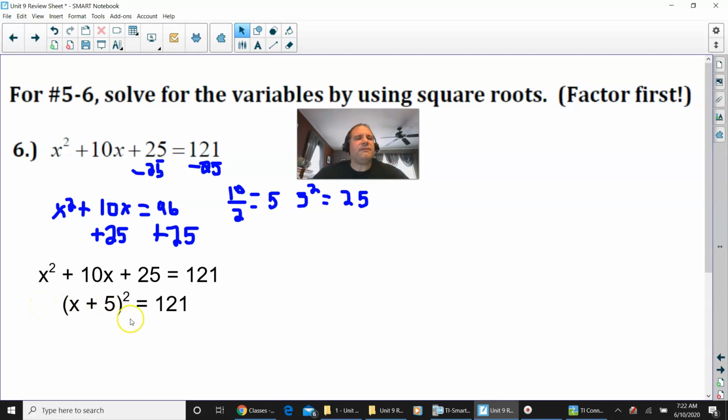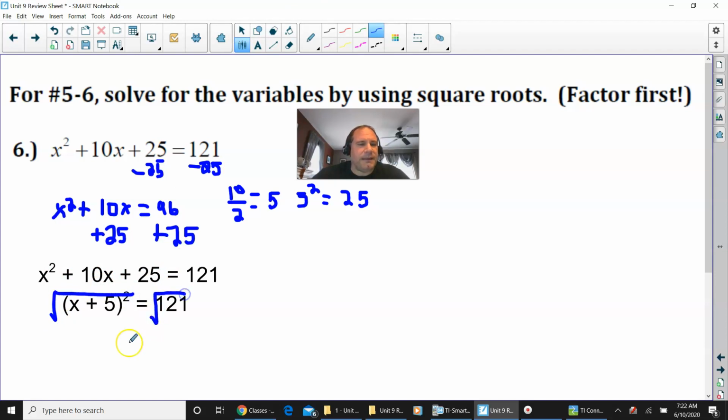So you have x plus 5 squared equals 121, because x plus 5 times x plus 5 equals this. All right, so what you do right now is square root both sides. That's pretty good, because you need to get that out of there. That is now x plus 5. And the square root of 121 is 11. And it's plus or minus 11, because remember, every single square root has two answers, one positive and one negative.